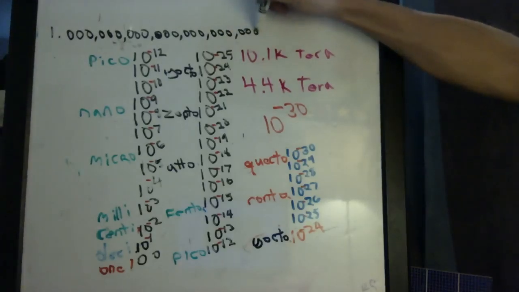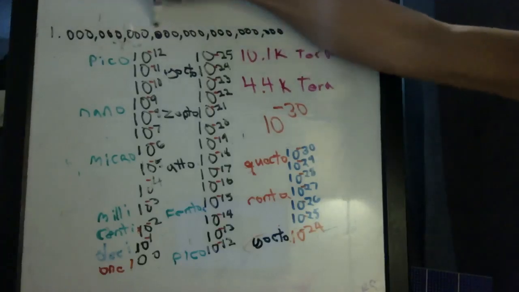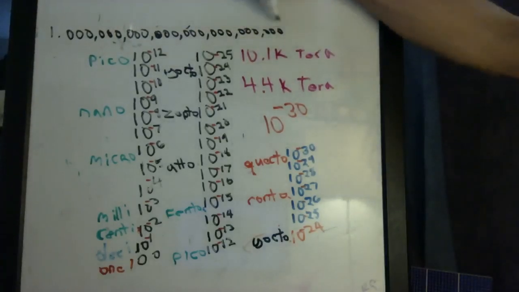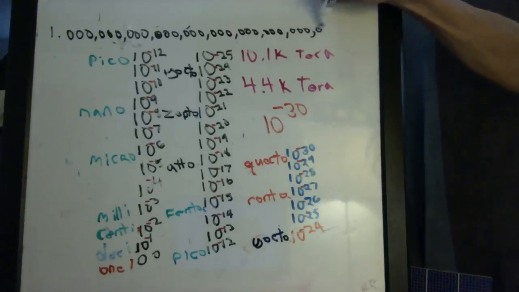We're drawing zeros for days. Okay, where am I at? 3, 6, 9, 12, 15, 18, 21, 24, 27, 30.